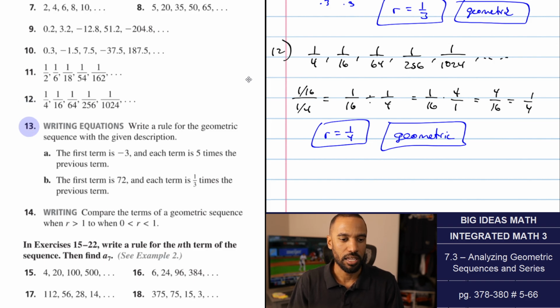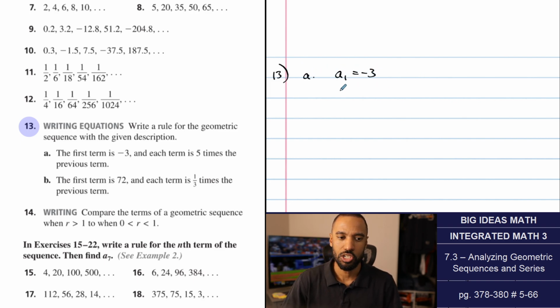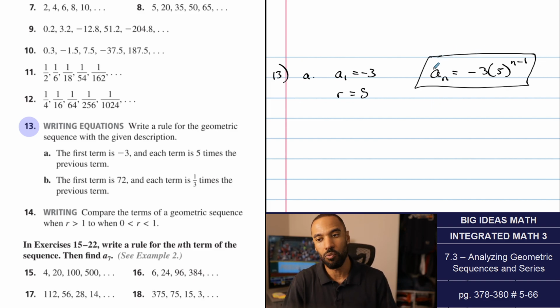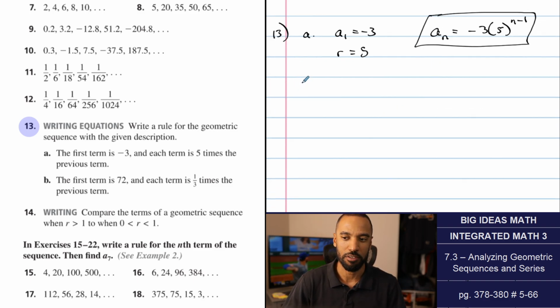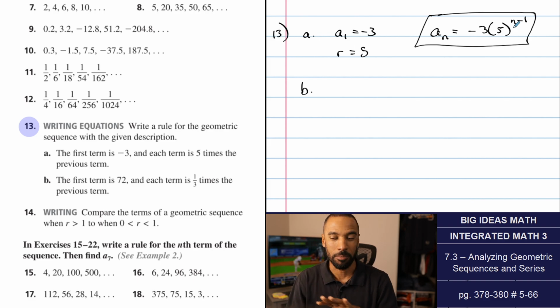Okay, number 13 on writing equations. We got to write a rule for the geometric sequence with the given description. Now, this is just exercising your formula usage. So part A says the first term is -3, and each term is 5 times the previous term. That's common ratio speak. So your rule is the value of the nth term is the first term times the common ratio raised to the n minus 1 power. Nothing to simplify, which is one way that this section could be a little bit faster than our arithmetic sequence stuff. Only I have a lot bigger numbers to calculate, so maybe not always, because I don't have to simplify more than this. I'm going to leave it like that.